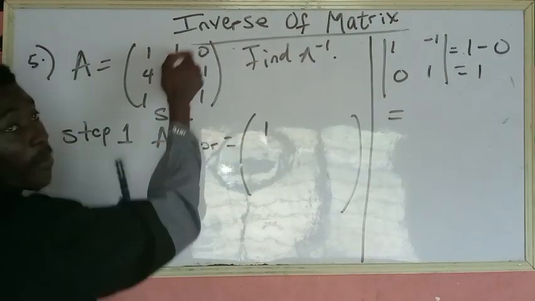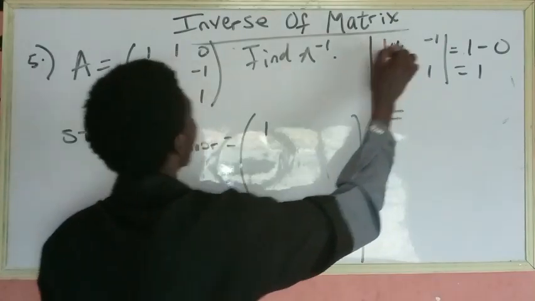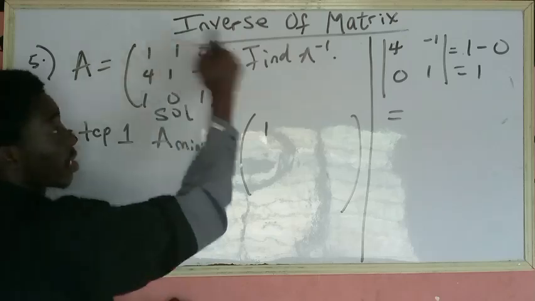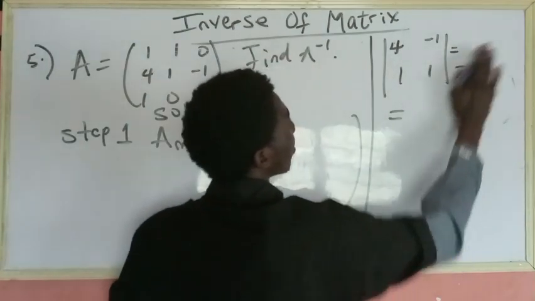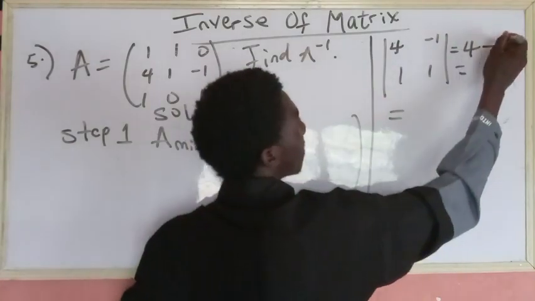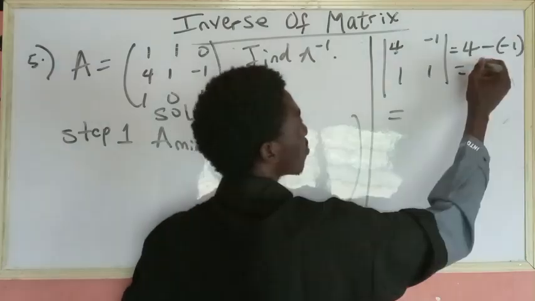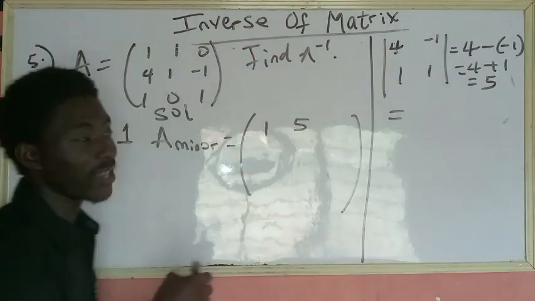Next one. This number blocks this column and this row. So I have 4 and minus 1. This number blocks this column and this row. I have 4, minus 1, 1 and 1. What do you have here? I have 4 minus minus 1, which is 4 plus 1, and that is 5. I have a 5 here. Can you see that?